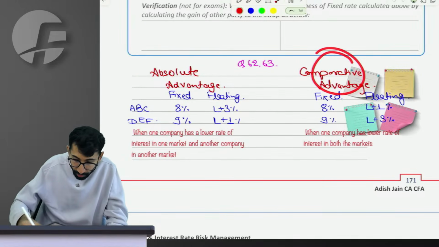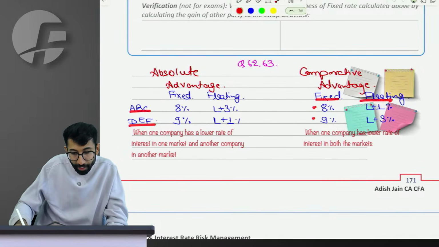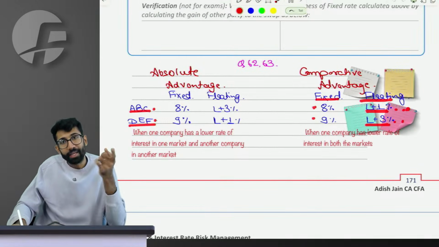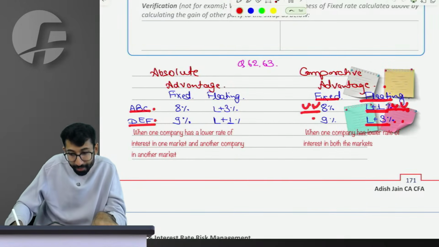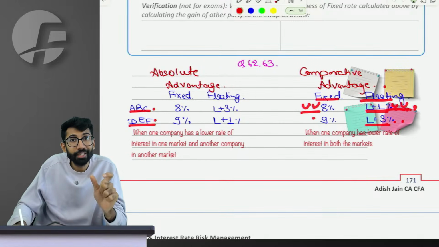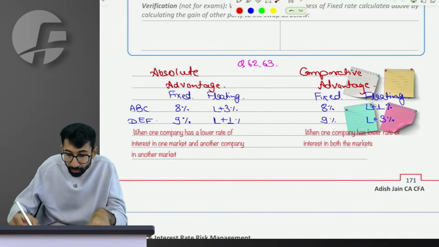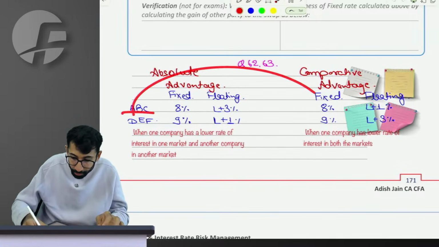When we go to another situation, when they go to the fixed market, ABC and DEF are able to borrow at 8 and 9%. When they go to the floating market, ABC and DEF are able to borrow at L plus 1 and L plus 3%. In the fixed market, ABC had the advantage. In the floating market, again ABC has the advantage. But do you agree? Comparatively, ABC has a higher advantage in the floating market. I mean, there is an advantage to ABC in both markets.